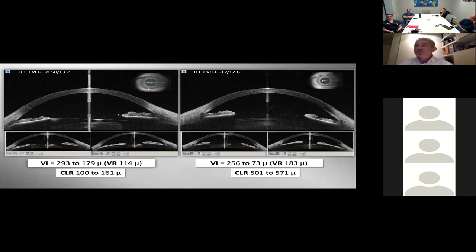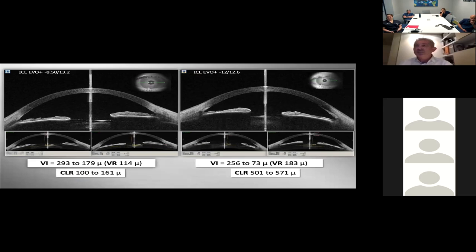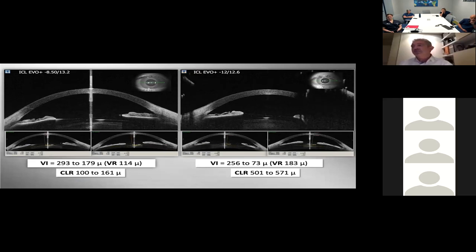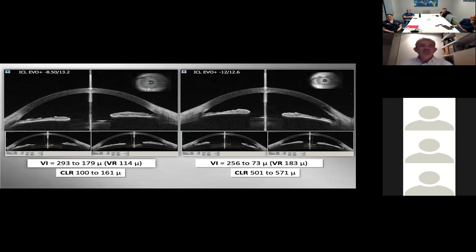Again, there is an important difference in the crystalline lens rise. In the eye on the right side of the screen, it's about 500 microns, which for a myopic eye means a very bulky lens. Therefore, again, two eyes that could be considered similar in terms of vault, this result may be relative when we consider the dynamics of the vault and other biometric parameters.